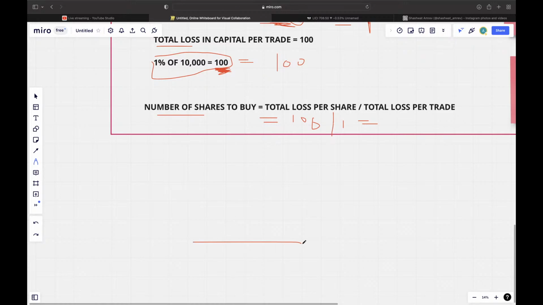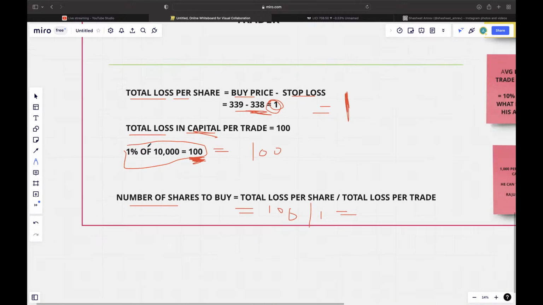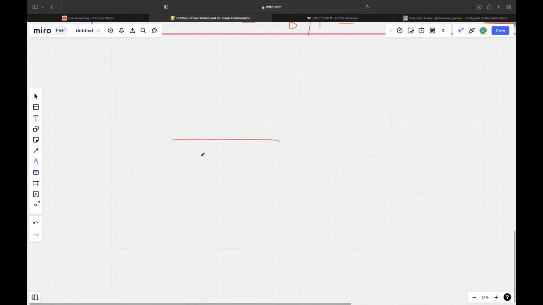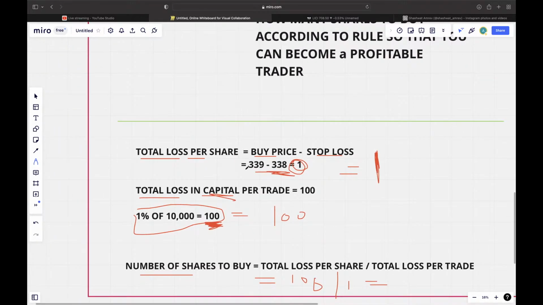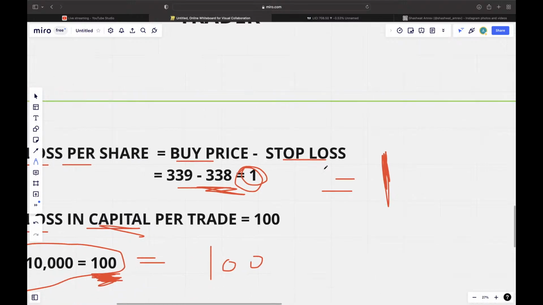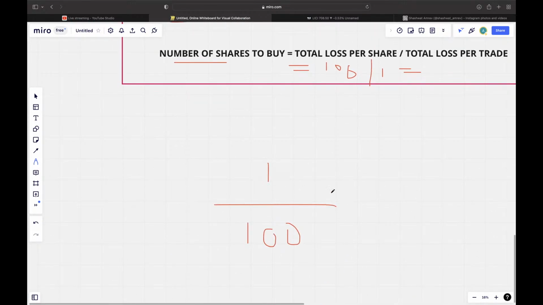So I just need to find out how much loss I can take in one trade. Okay, in one capital. So for example, I have 10,000 rupees. I know I can only take 100 rupees of loss. And now I need to find out how many shares I can buy. Okay, I need to find out that. So what I'll do, buy price minus stop loss, which is 339 minus 338, which is 1. So I'll just place 1.